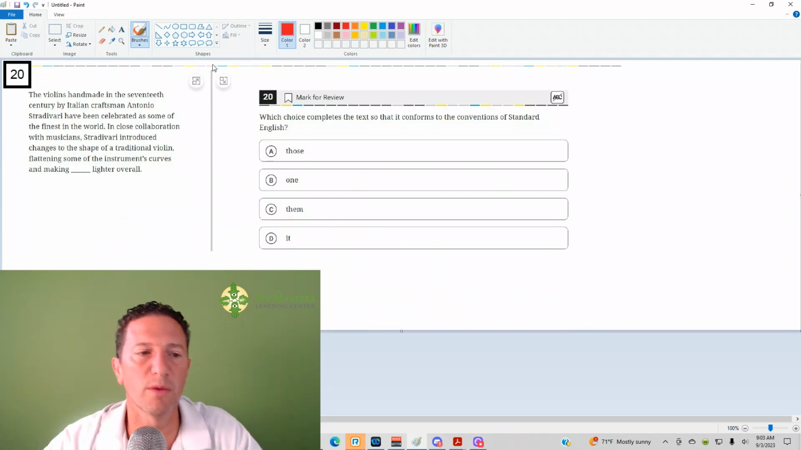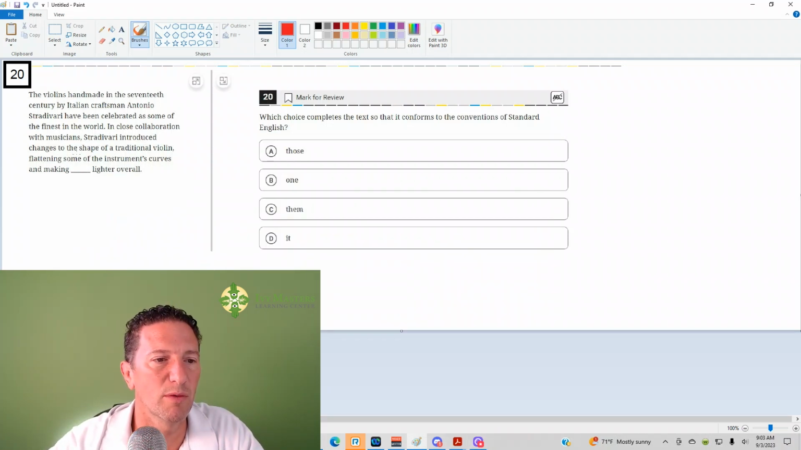This is the 20th question from the Digital SAT Test 1, Module 1, from the Bluebook app. Reading from here: in close collaboration with musicians, Stradivari introduced changes to the shape of the traditional violin, flattening some of the instrument's curves, and making blank lighter overall.